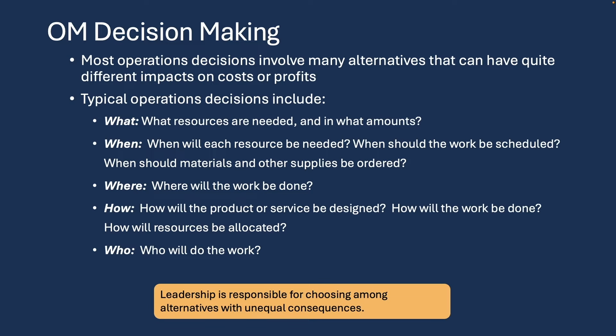Operations decisions involve determining what, when, where, how, and who. What resources are needed and how much, when are resources needed, when is work scheduled, when materials and supplies are ordered, where will the work be done, how will the product or service be designed, how will it be done, how are the resources allocated, who will do the work. Leadership is responsible for choosing among alternatives with unequal consequences.